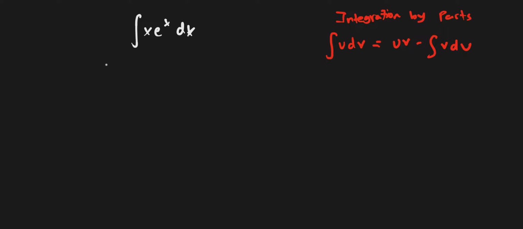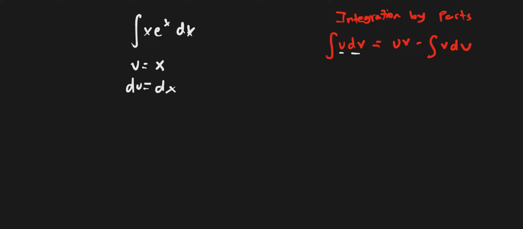So here we need to apply this formula, but before we can, we need to identify what the u and the dv is going to be equal to. So the u is going to be equal to, in this case, x. So du is going to be equal to 1 dx, or just dx. Now, how did I choose my u here?